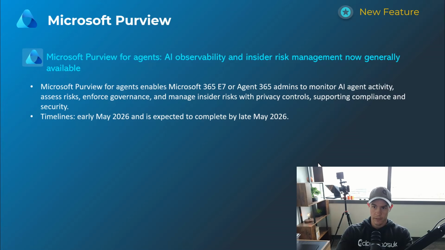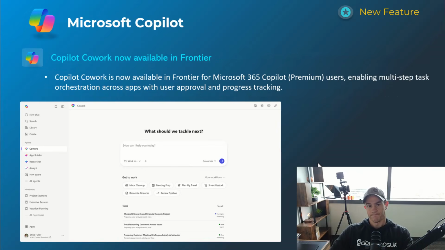Shifting into Purview here, the only one I have for Purview is around this AI observability and insider risk management now generally available. I thought this was interesting because they're effectively saying we need to have governance not only over users, but we need to have governance over autonomous agents that are running tasks and performing various functions on your behalf versus having a human involved. But this is giving you more visibility into this and more control. It's going to be part of the E7 bundle or Agent 365 as part of this as well. Timelines on this one's early May, be complete by late May.